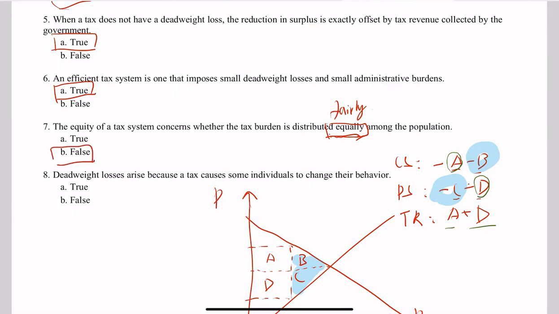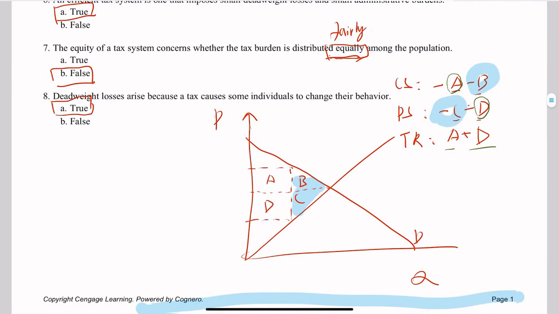Now the last one. Deadweight losses arise because a tax causes some individuals to change their behavior. I think we talked about this in the previous chapter. So this is correct. Basically, because of the tax, some buyers won't be able to buy this product, and some sellers will not sell this product.